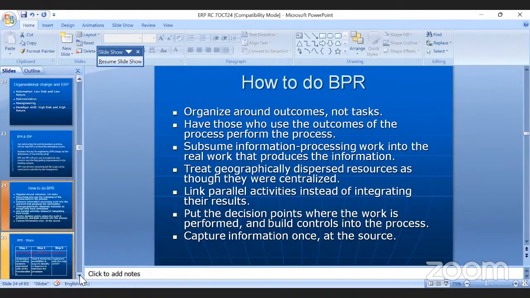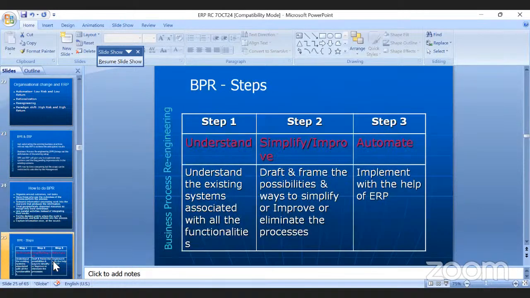And everything is subject to change; it is not that once you freeze you cannot change it. First you understand the existing system with all its functionality, draft and frame the possibilities and ways to simplify and improve, eliminate processes, and implement the ERP. These are the simple steps in change management. Any technology implementation calls for BPR. Without that, you cannot do it. There should be a change in the process to match the software.